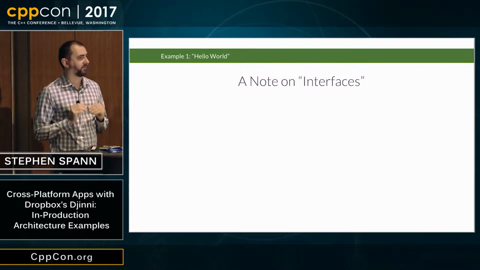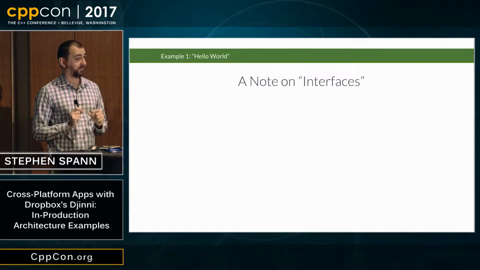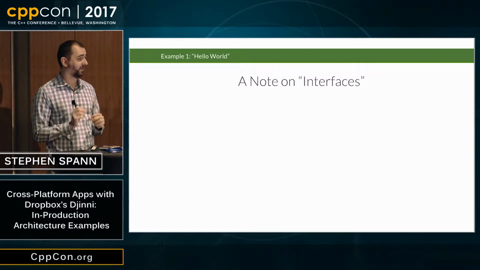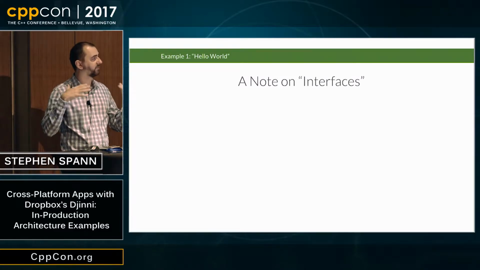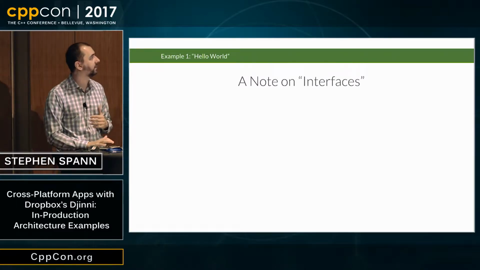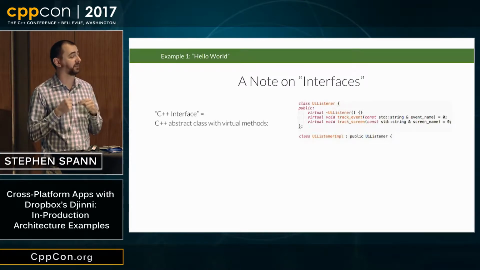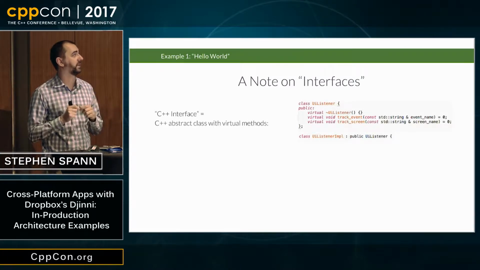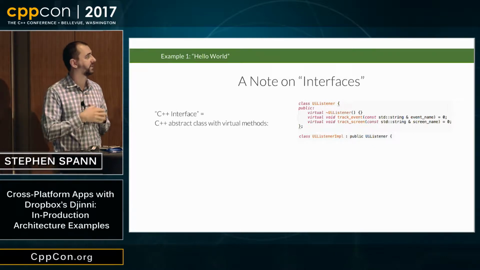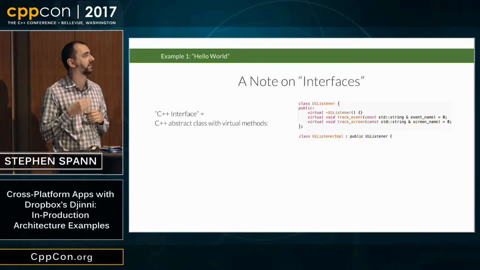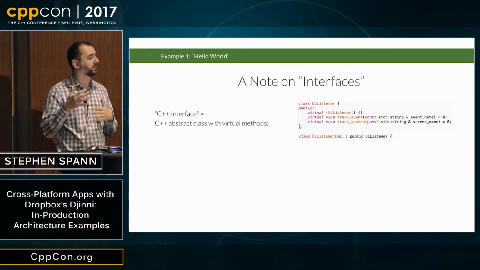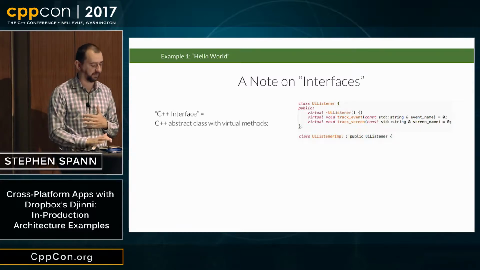I wanted to clarify because I'm going to use the word interface a lot, and it's more of a high-level architecture kind of perspective. It's not what they actually are. So when I say C++ interface, I'm talking about an abstract class with virtual methods. You can see on the right, they've got the virtual keyword equals 0, kind of the typical interface sort of situation that a C++ developer would expect.